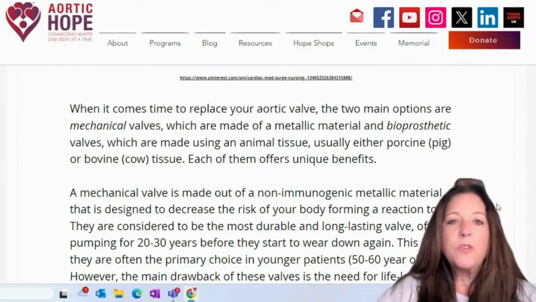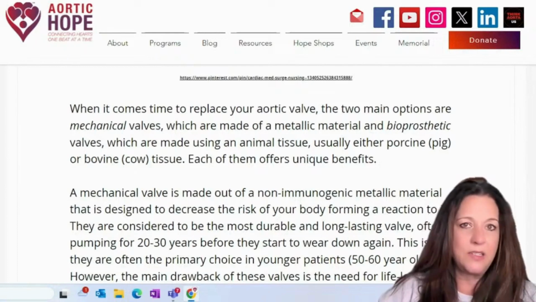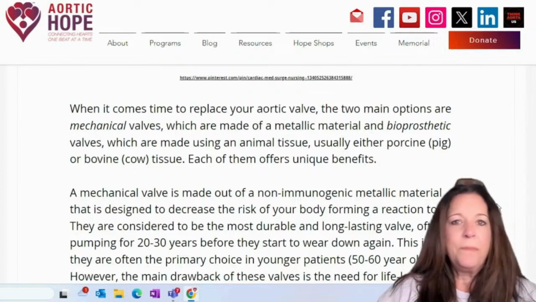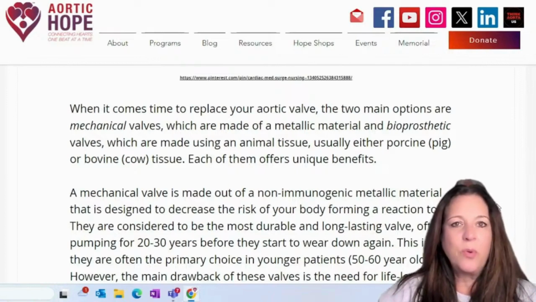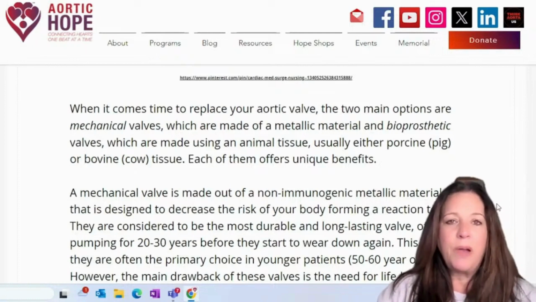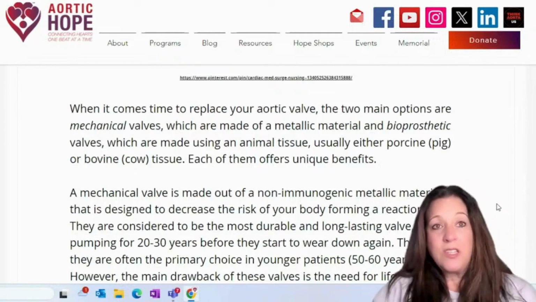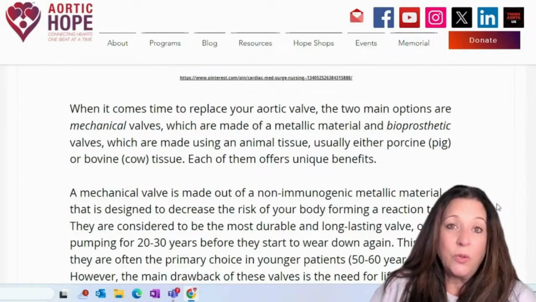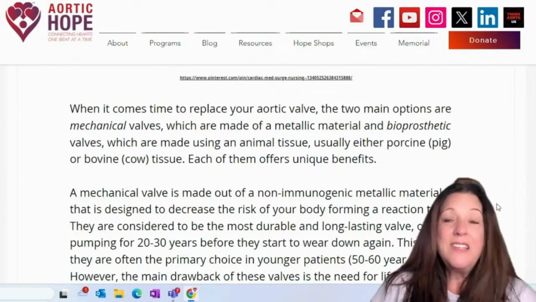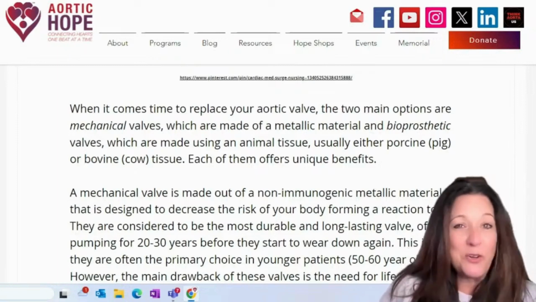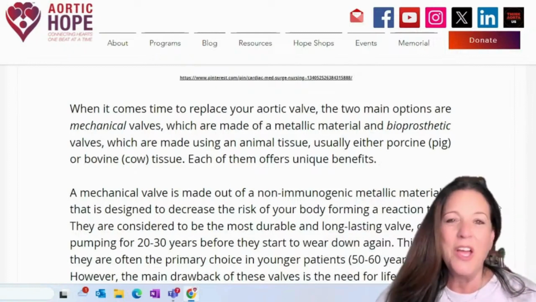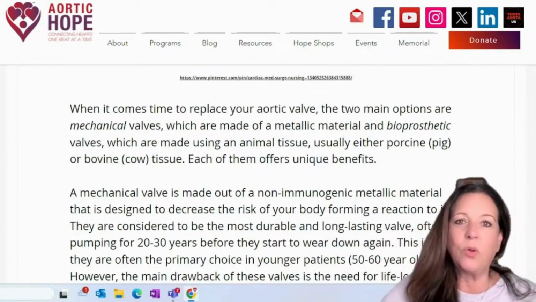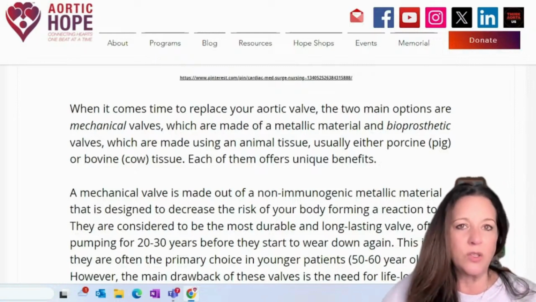They're considered actually to be the most durable and long-lasting type of valve. We usually hear people say it's a one and done, but they can pump for 20 to 30 years before they even possibly begin to wear down. So it is really a primary choice for younger patients, they say 50 to 60-year-olds. It is a nice thing to read when I'm in that bracket and I'm considered young when you're talking about valve replacement. But let's just say anybody 60 and under, they're going to want you to consider getting a mechanical valve, because that hopefully should take you through the rest of your lifespan.